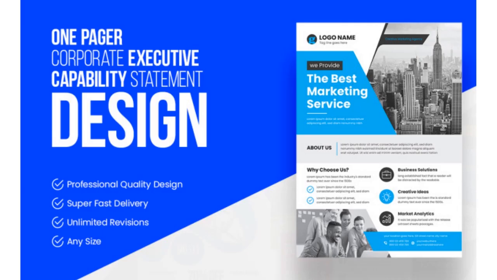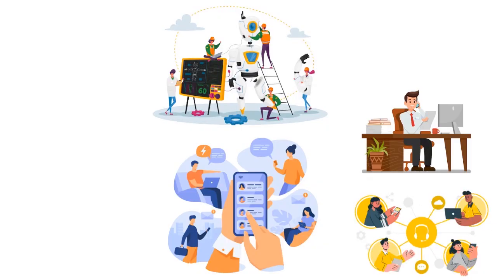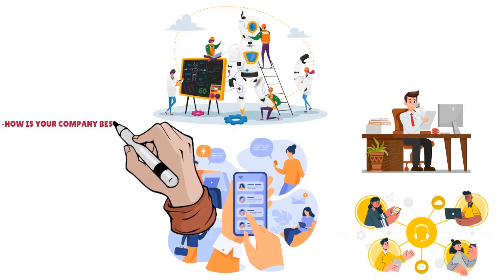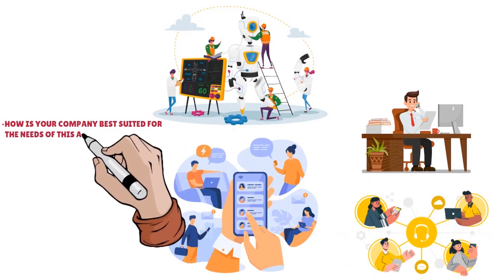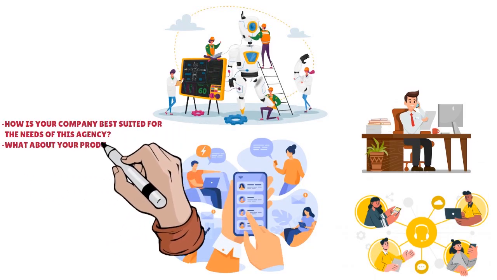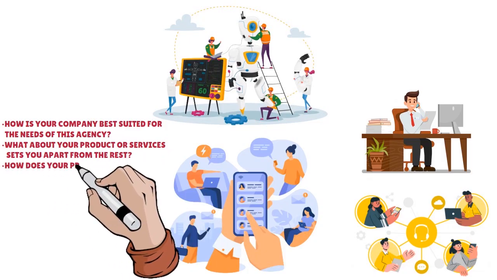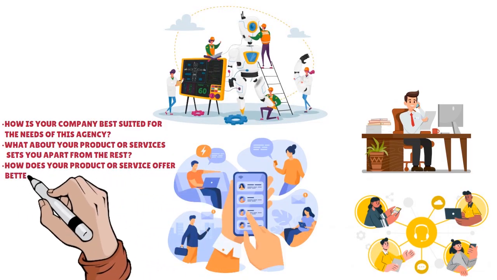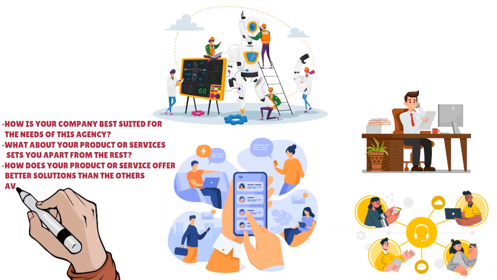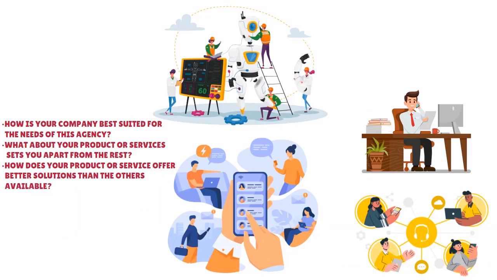You imagine yourself as a government buyer or prime contractor with so many bids. Companies can easily blur together. So if you were a buyer or contractor, what would catch your eye? How is your company best suited for the needs of the agency? What about your products or services sets you apart from the rest? How does your product or service offer better solutions than the others available? So just be as differentiating as possible.